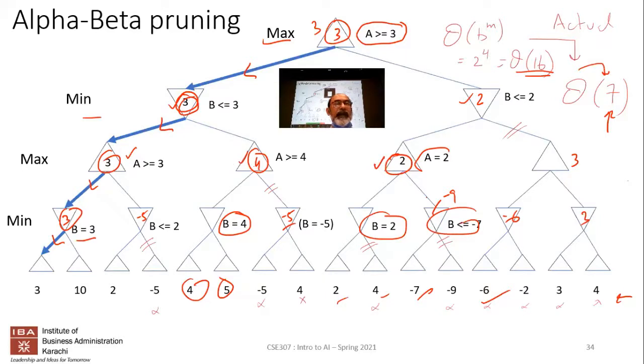Think about it, and if you change the ordering of these, you might actually find that you may prune more of it. So ideally, it should be able to prune to the order of b to the power m/2, and the square root of that comes out to be the square root of 16, which is supposed to be order of 4. So as an exercise, you might want to figure out, can you order it in such a way that only 4 of the leaves have to be examined? Okay, that's just an exercise.